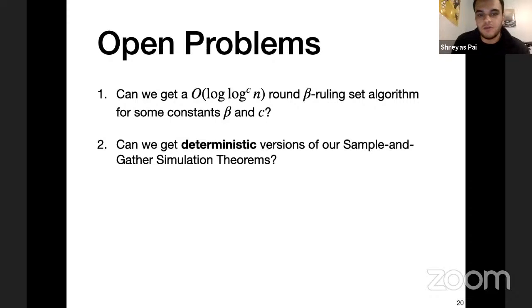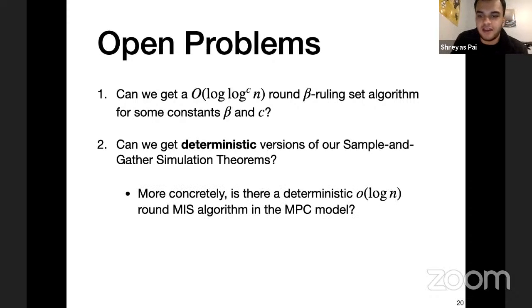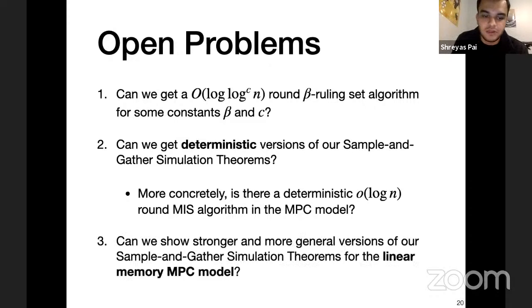Another open problem is, can we get deterministic versions of our sample and gather theorems? In our simulation theorems, we actually use random coins to do the sampling process. So we randomly sample a set of active nodes for the L rounds that we want to simulate, and we gather the balls. Maybe we can somehow get a deterministic procedure to do this for certain cases. More concretely, can we get a little o log n round MIS algorithm in the low memory MPC model?